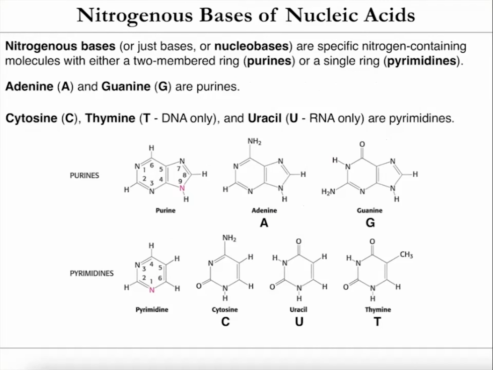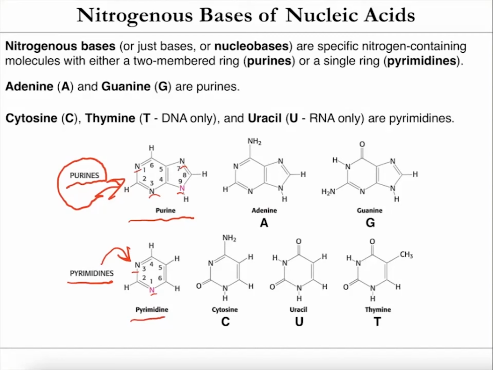So as I said, these nitrogenous bases, sometimes just called bases or nucleobases, are specific nitrogen-containing molecules that have either a 2-membered ring or a 1-membered ring, but both of these rings contain multiple nitrogen groups on them. So these can be categorized in 2 different ways. The 2-membered rings are called purines, and so that's right here. And then the 1-membered rings are called pyrimidines. You don't need to remember those names or anything. That's just the 2 different types of nitrogenous bases that are found in DNA and RNA.